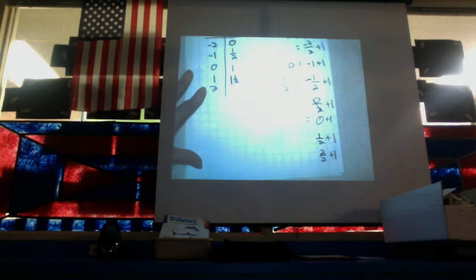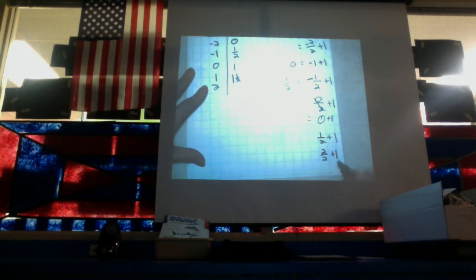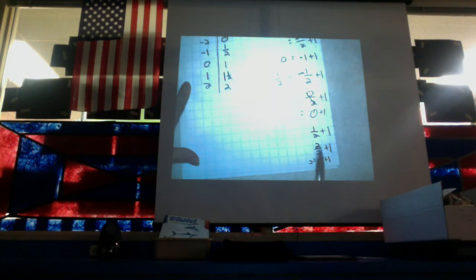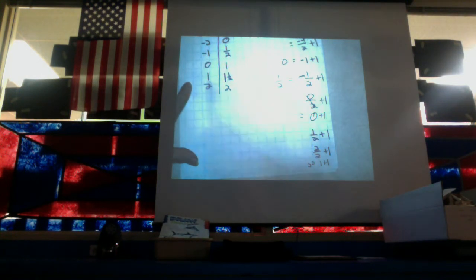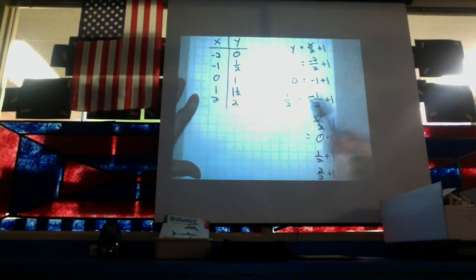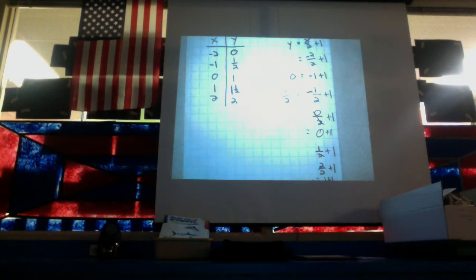Oh, you can't really see that, can you? Oops. All right, 2 over 2 is the same thing as 1, so that's 1 plus 1, which is 2. Basically, all this work over here is just me plugging in these numbers to get my y. This is my input. I input these numbers, and my output was the answer to that problem.